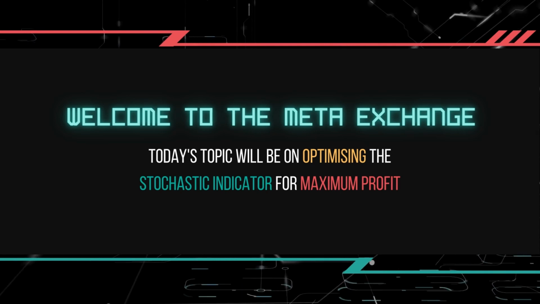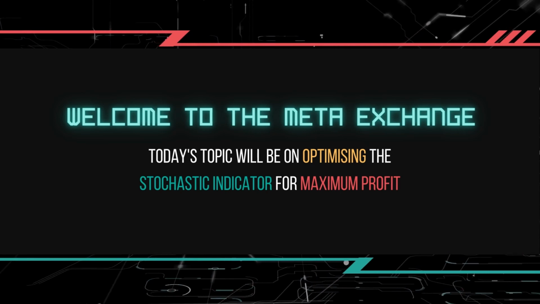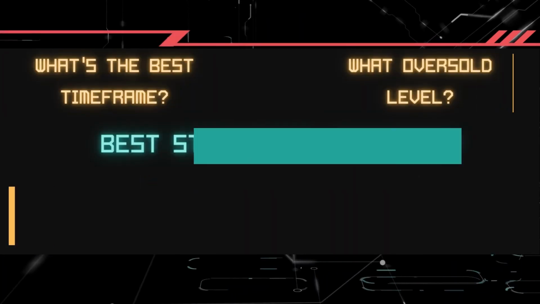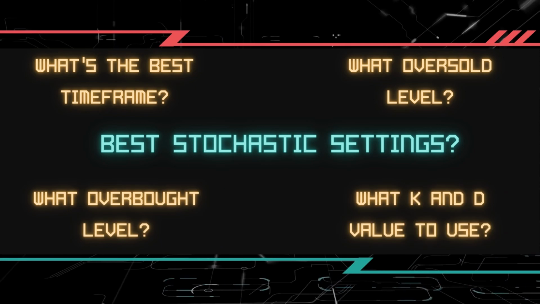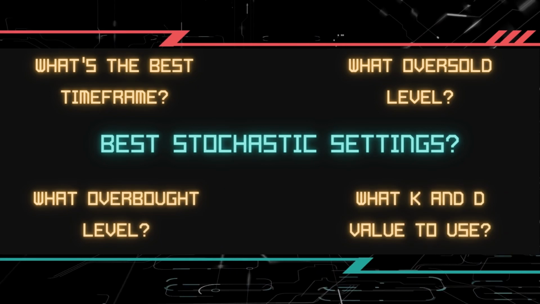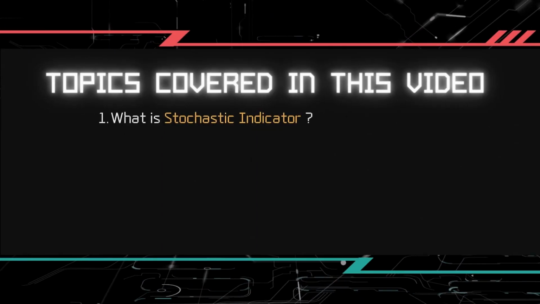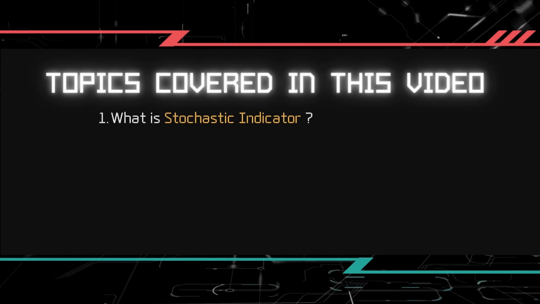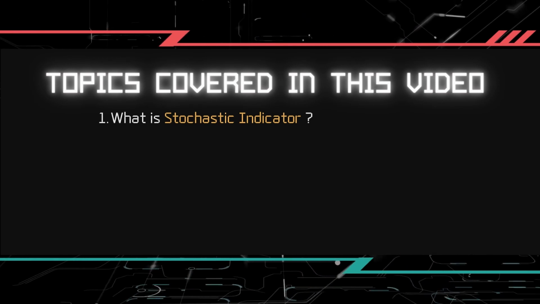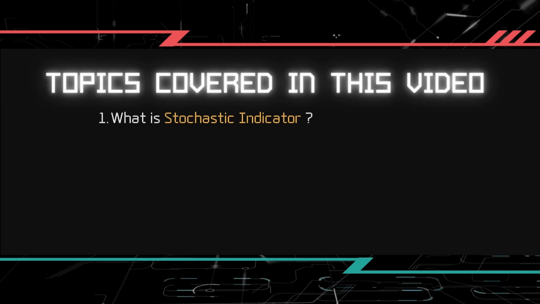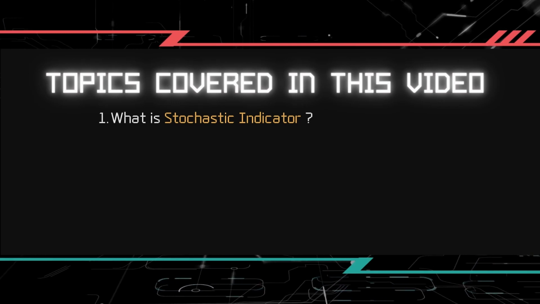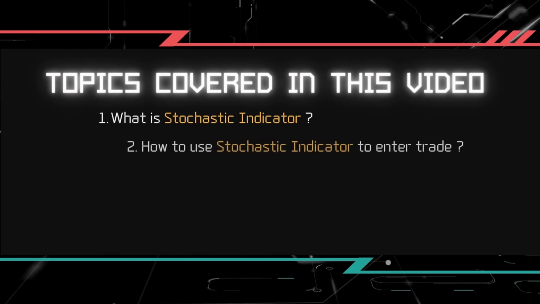As you know, there are many recommended settings for the stochastic indicator, not to mention the different values of overbought and oversold levels. If you are curious which setting will give you the most profit, then you are in the right video. In this video, we have grouped the content into 5 sections. First section is for those who are new to trading and are interested to find out how stochastic indicator work. We will be giving you a detailed explanation on stochastic indicator and how to use it.